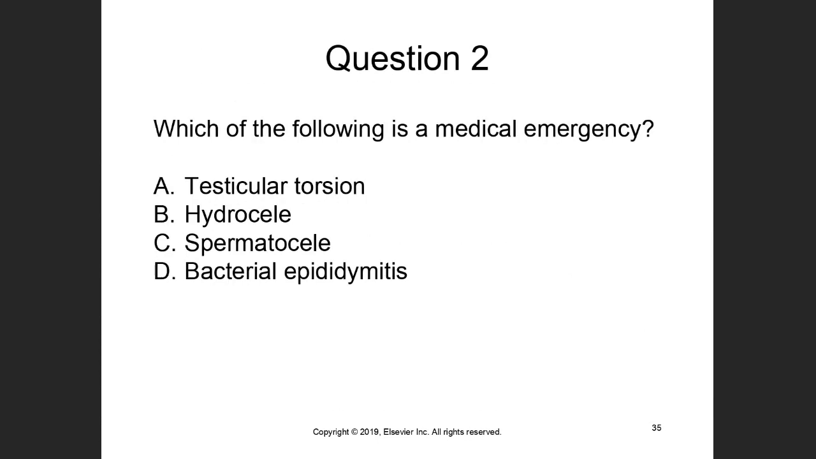We have question number 2. Which of the following is a medical emergency? Exactly, testicular torsion is a real emergency.